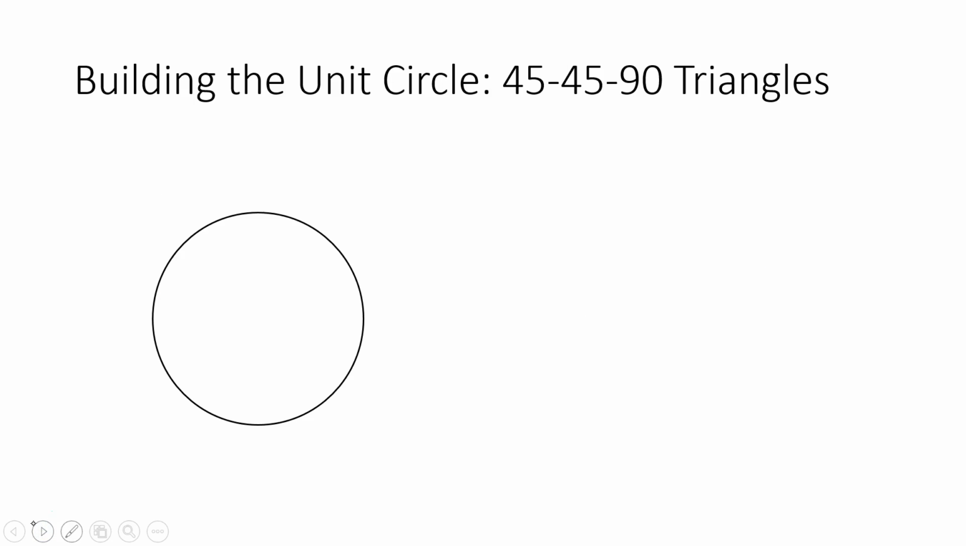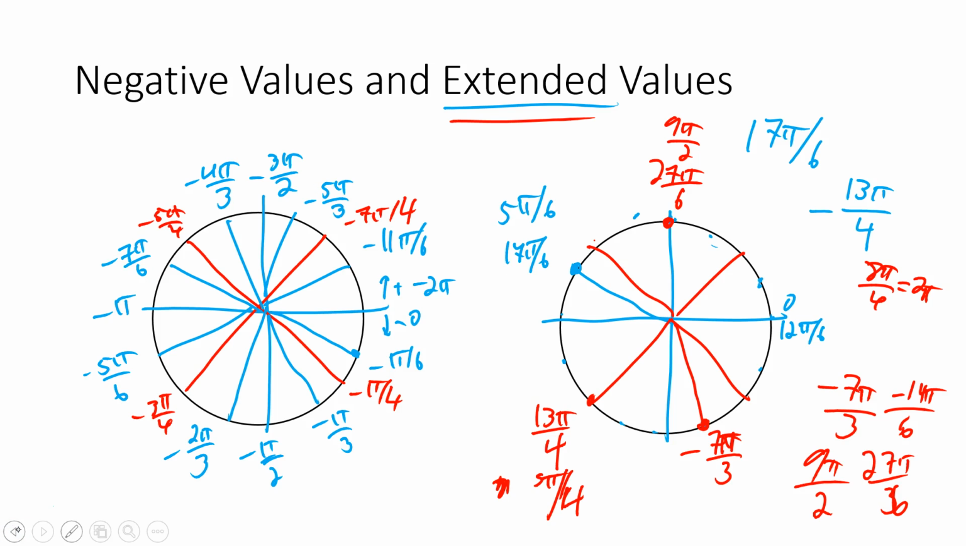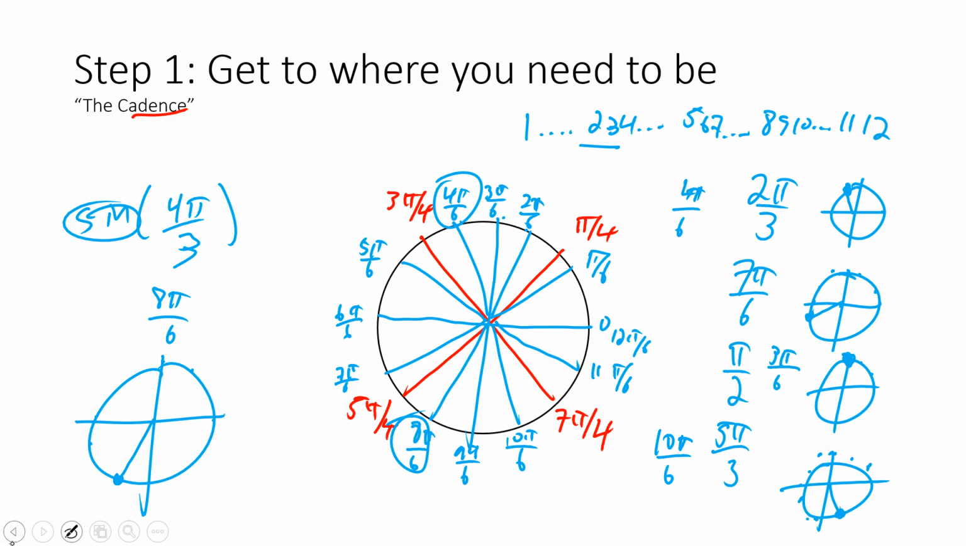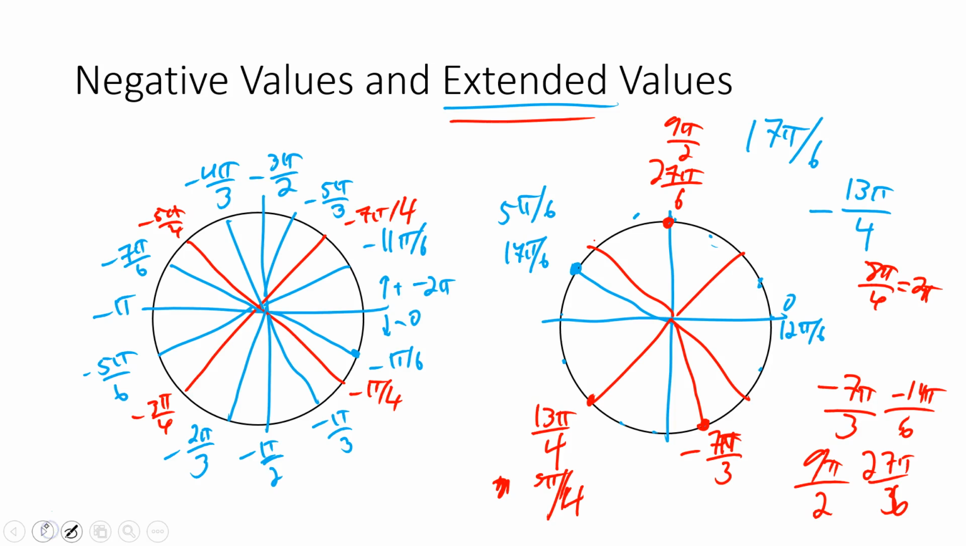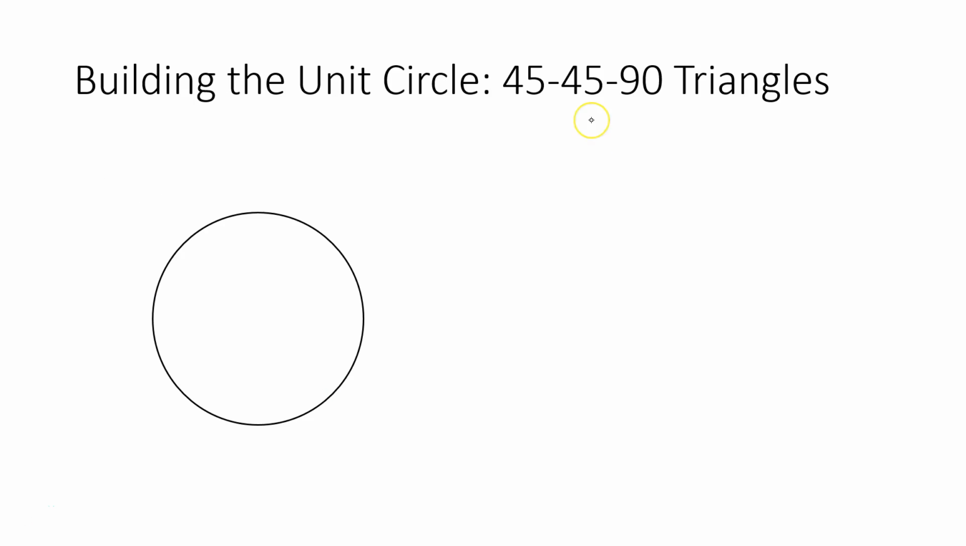So now we're going to get the rest of those points, because right now, basically, we know the coordinates at the compass points, right? We know this is 1, 0. We know this guy's 0, 1. This is negative 1, 0. This is 0, negative 1. We're going to get those last 12 points that we need by using some special triangles. So first we're going to talk about a 45, 45, 90 triangle.